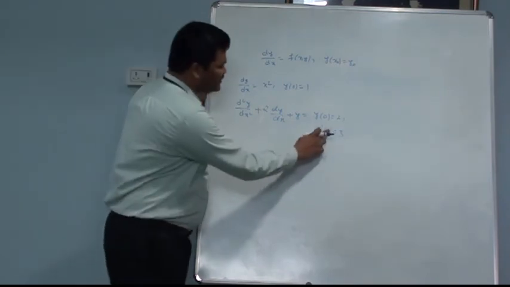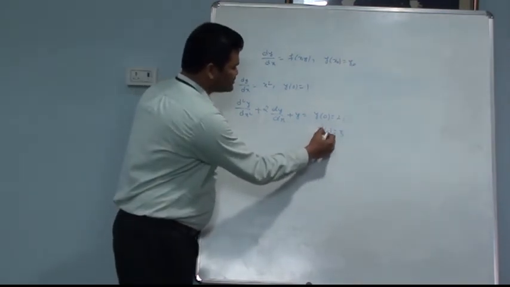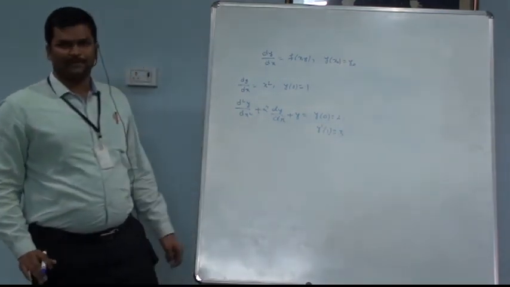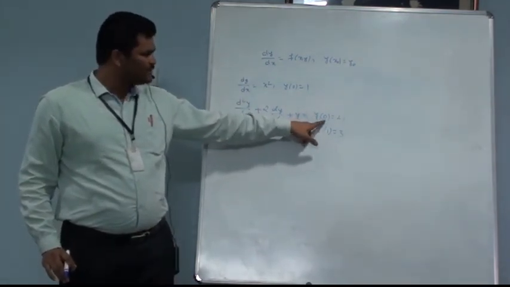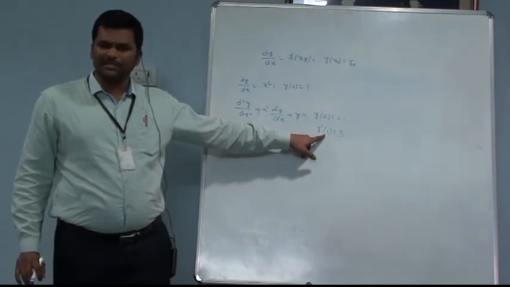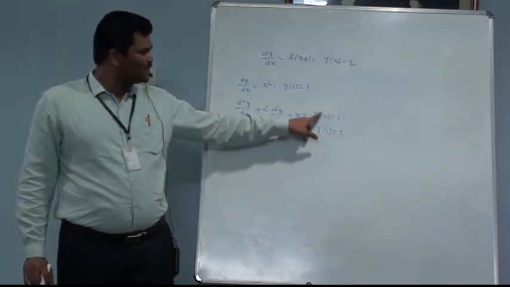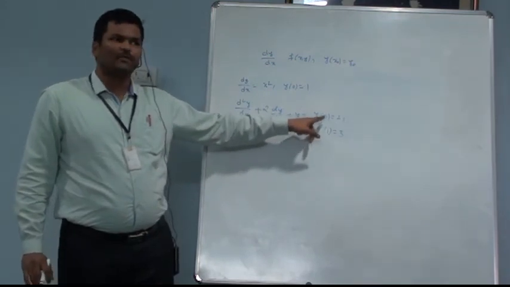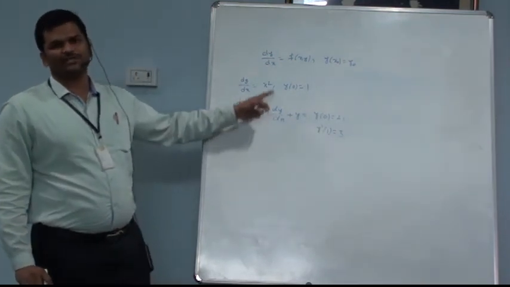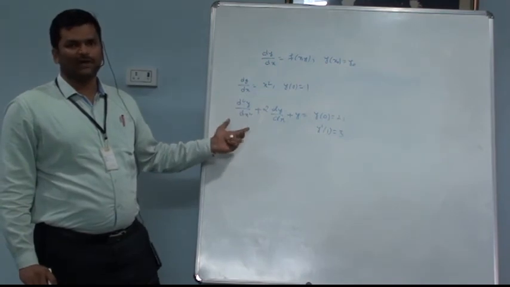Suppose we take this 0 as some 1. Then what happened? Of these two conditions, one condition is defined at 0 and another condition is defined at 1. So it is not an initial value problem. It is a boundary condition, so this equation is called a boundary value problem.